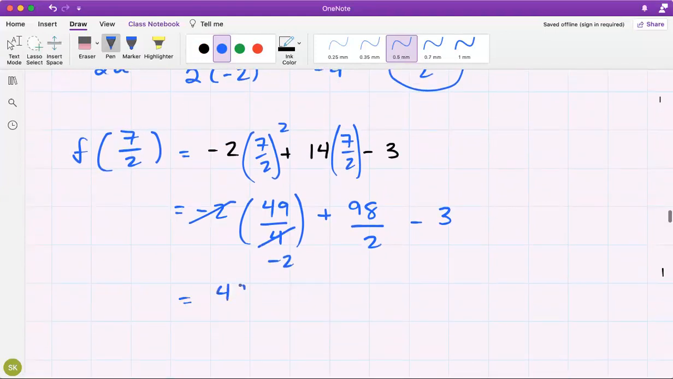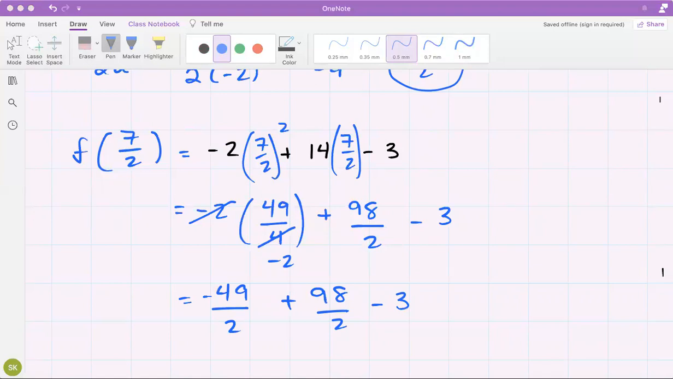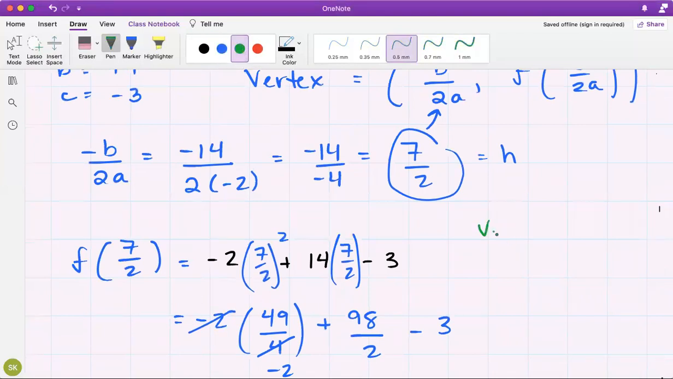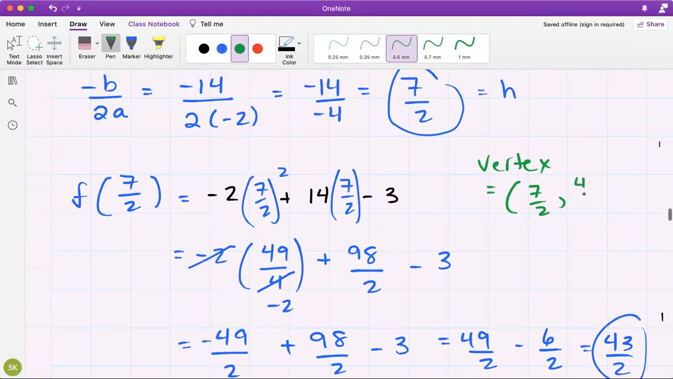So I have 49 over 2, and I put the negative out in the front here, plus 98 over 2 minus 3. So let's put in the calculator 98 minus 49, which is 49. So I get 49 over 2, and I want to subtract 3, but I need them to have the same denominator, so let's make that a 6 over 2. And then 49 minus 6 is 43 over 2. So that's going to be our vertex, 7/2, so let me put that here. Our vertex is 7 over 2, comma, 43 over 2.